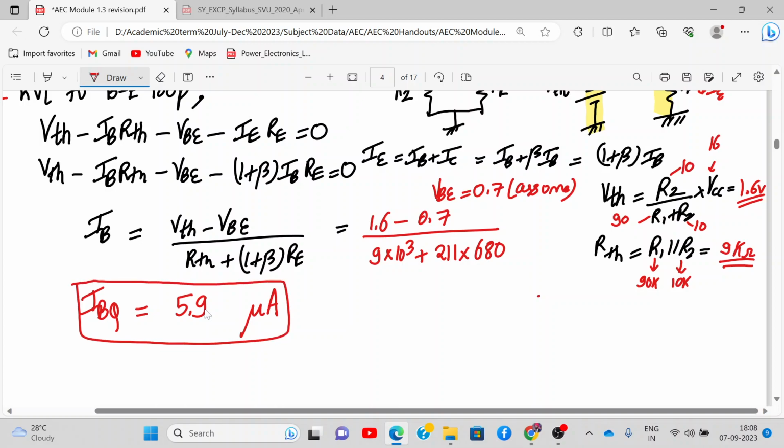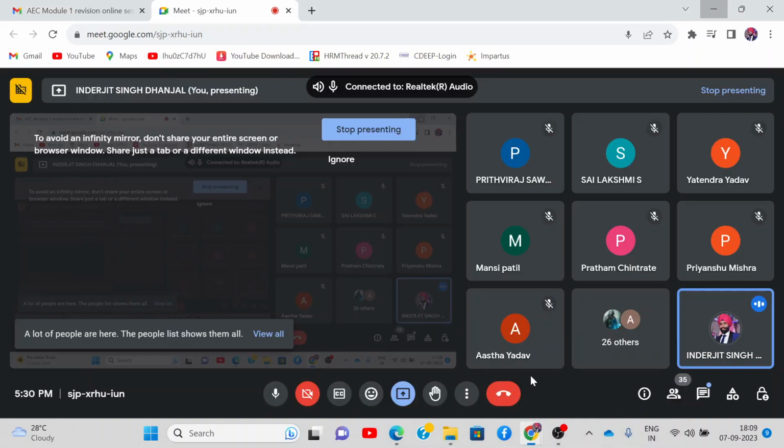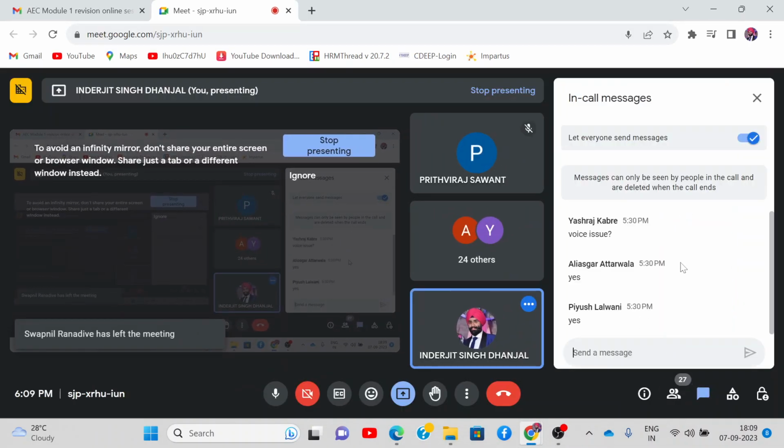Now, once we got the value of IBQ, ICQ will be beta times IBQ. So 210 into 5.9. That is how much? 1.239. Yes. So please note it down. Completed. Okay, fine.